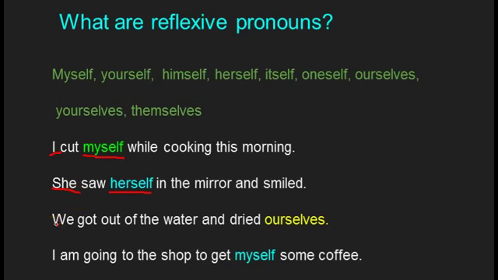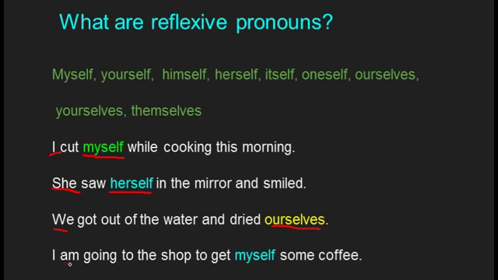In this sentence, we got out of the water and dried ourselves. We is the subject and ourselves is the object. So, ourselves is referring back to the subject. And in this sentence too, the subject and object are the same person or the same people.